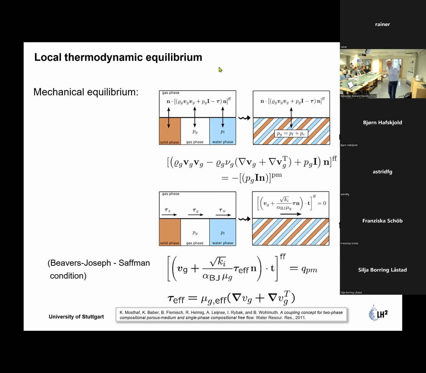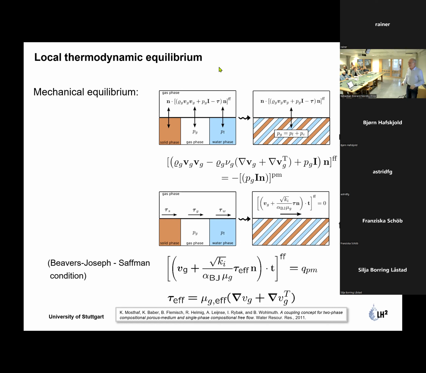Let me say it like this. And we can use, in this case, the Beaver and Joseph condition. I will come back to that later on, where we build the forces of inertial stress and pressure at the free and the porous media one at the interface. But the Beaver and Joseph condition is the condition in the free flow. So you see it here, that is the Beaver and Joseph condition.